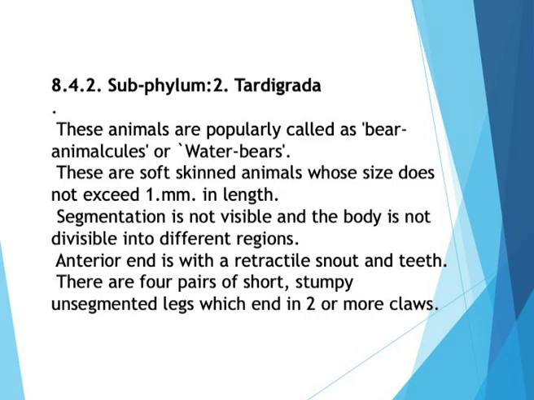Subphylum 2, Tardigrada. These animals are popularly called bear animalcules or water bears. These are soft-skinned animals whose size does not exceed 1 millimeter in length. Segmentation is not visible and the body is not divisible into different regions. Anterior end is with a retractile snout and teeth. There are 4 pairs of short, stumpy, unsegmented legs which end in 2 or more claws.